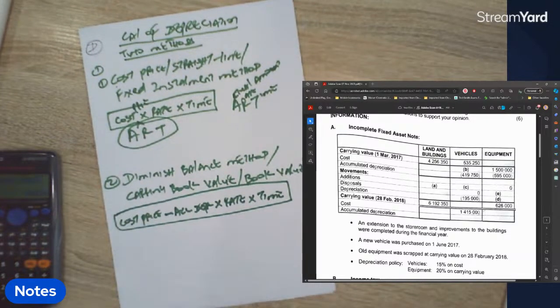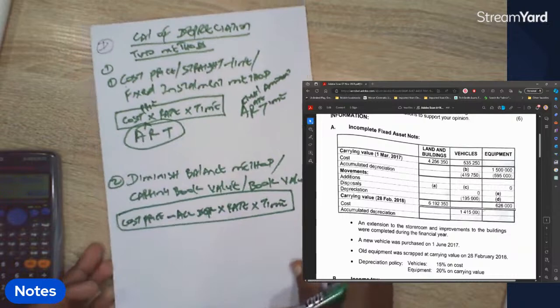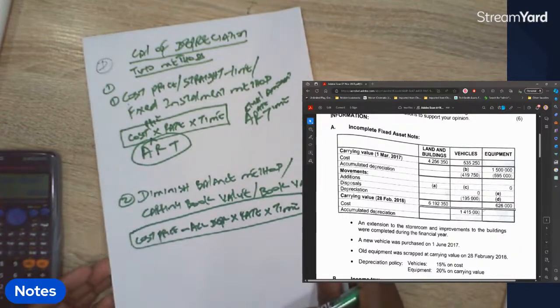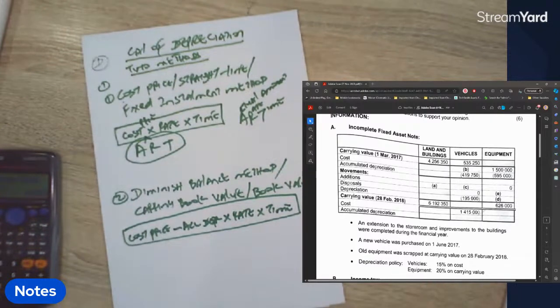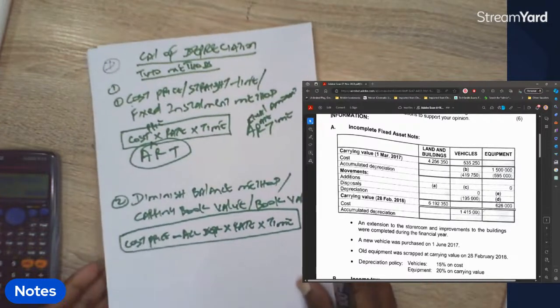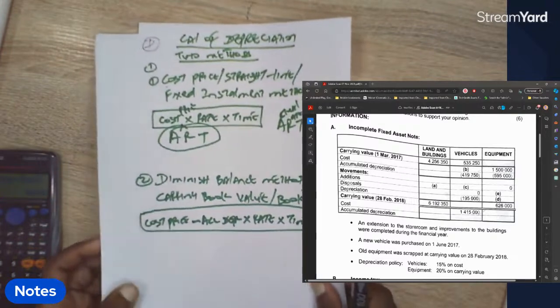But again, now let's go back to our question. Our question is equipment, we are using a carrying book value, right? Equipment. So we have to calculate UD there. UD is under equipment, if you look at that column there, right? So now let's calculate depreciation using a diminishing balance, or call it carrying value, right? Okay, let's go and calculate UD.